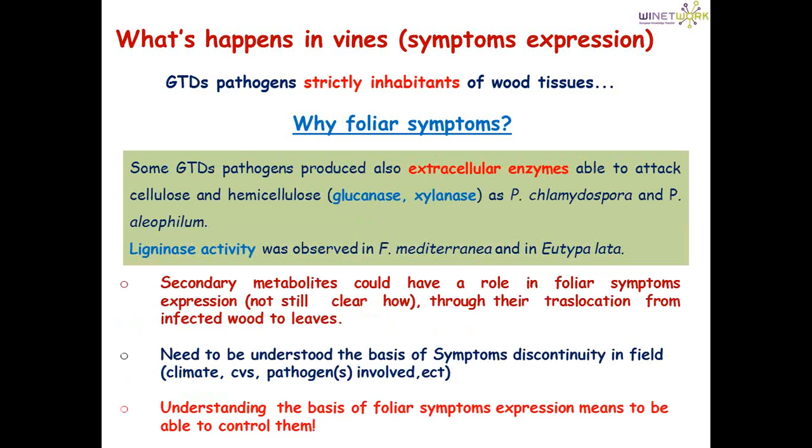Furthermore, some pathogens also produce extracellular enzymes that are able to attack cellulose and hemicellulose, and Eutypa lata and Fomitiporia mediterranea can degrade lignin through ligninases. And these toxins may move from infected wood to leaves through xylem. But the way they sometimes cause symptoms or not in leaves remains unclear. And understanding the basis of the symptom expression maybe could help to manage the GTD.